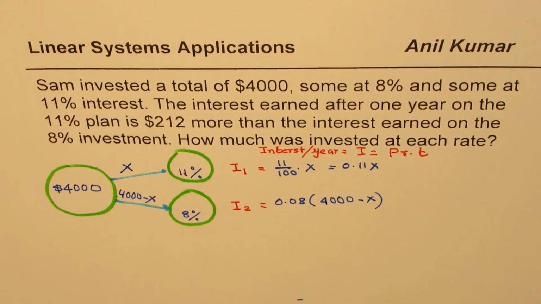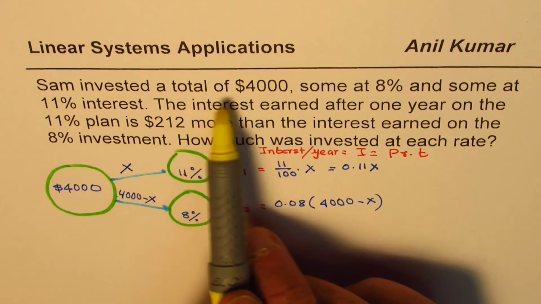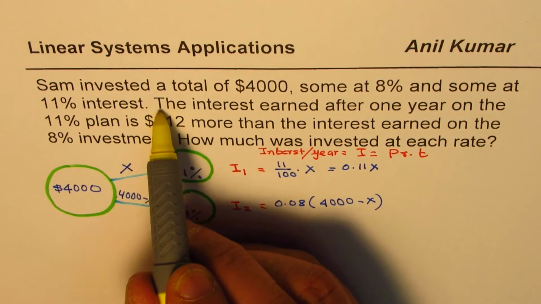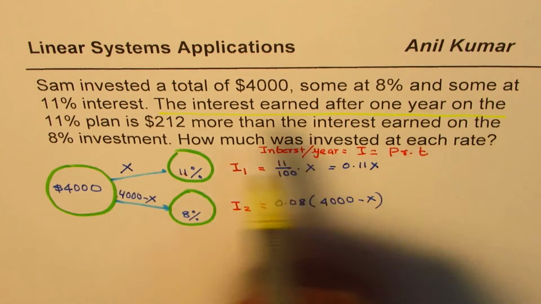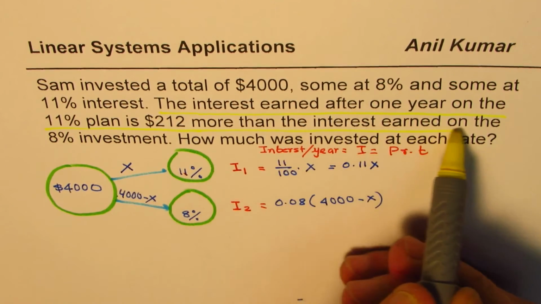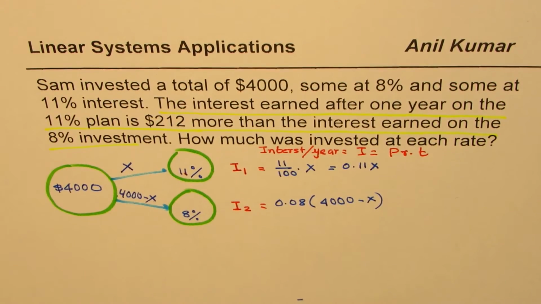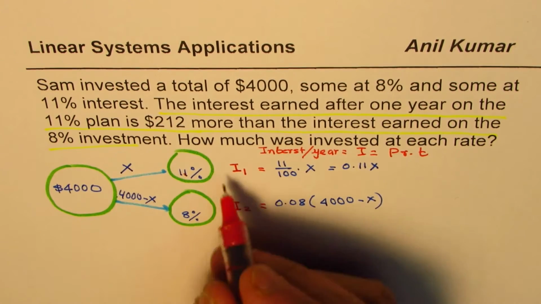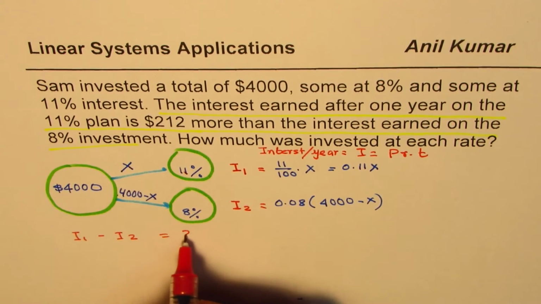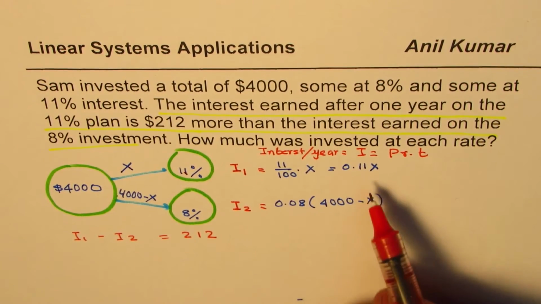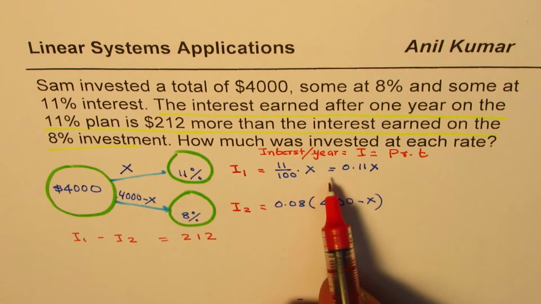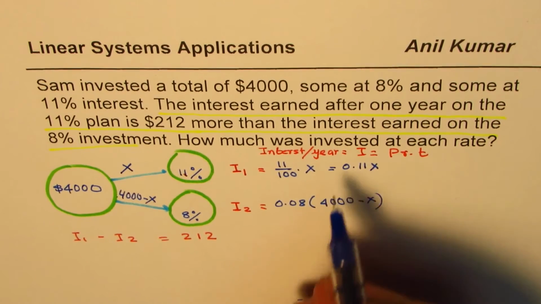Now let's read the question once again. It says, Sam invested a total of 4,000, some at 8% and some at 11%. Now this important line is, the interest earned after 1 year on the 11% plan is 212 more than the interest earned on 8%. That is to say, the difference of I1 and I2 is 212. That is what it means. So that is the equation which we need to solve.